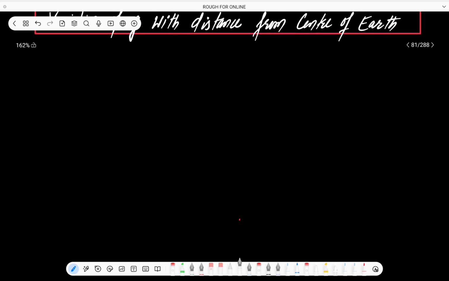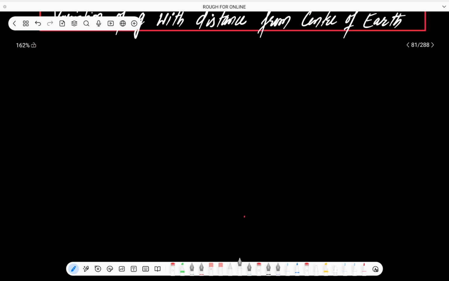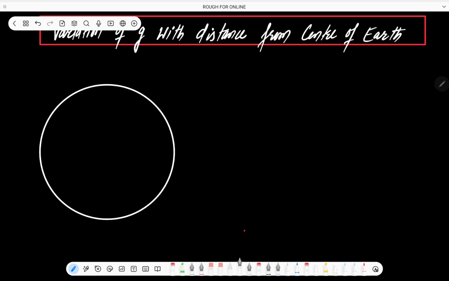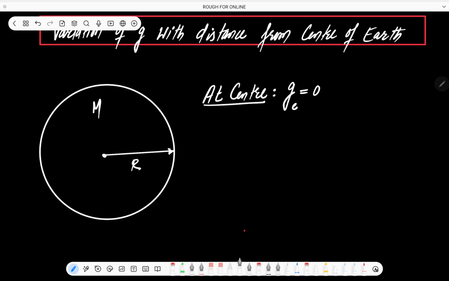Now have a look, my dear students. This is, for example, the Earth. This is the center of the Earth. From here to here I draw a line, which we call the radius of the Earth, and the mass of the Earth is equal to M. Okay, so the first thing I will write down is: at the center of the Earth, what is the acceleration due to gravity? At the center of the Earth, acceleration due to gravity is exactly equal to 0.